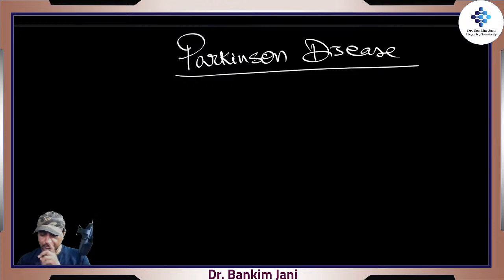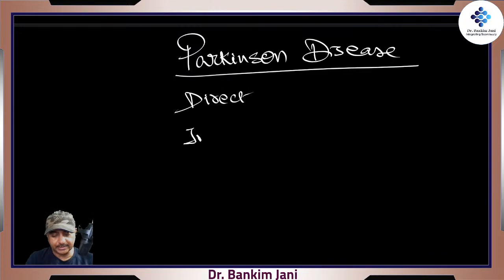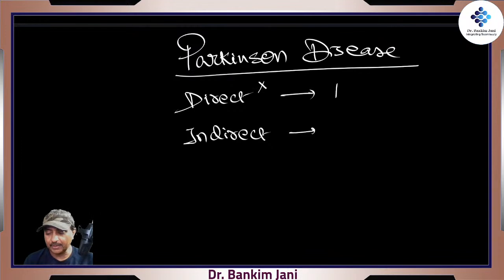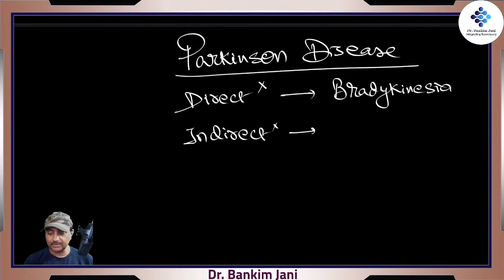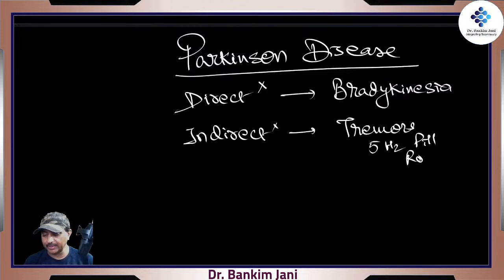Okay. So starting with Parkinson's, all we need to understand is the direct pathway and the indirect pathway. When the direct pathway is faulty, it will lead to bradykinesia. Bradykinesia means slow movement, right? When the indirect pathway is affected, that will lead to tremors. Those tremors are classical, a 5 hertz pill rolling movement.